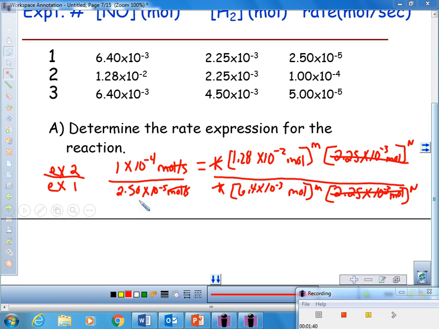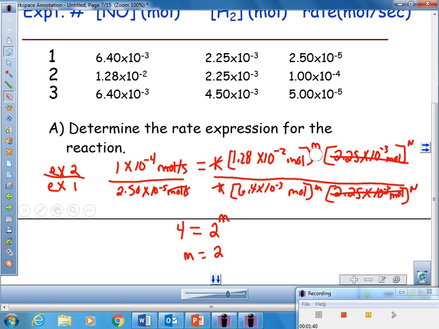And so if I were to calculate those out, hopefully you would see that that's going to become 4. And if you divide that out, you would see that it is 2 raised to the m power. And so we've seen that one before. So our m is going to be second order. So we now know that this is to the second order.